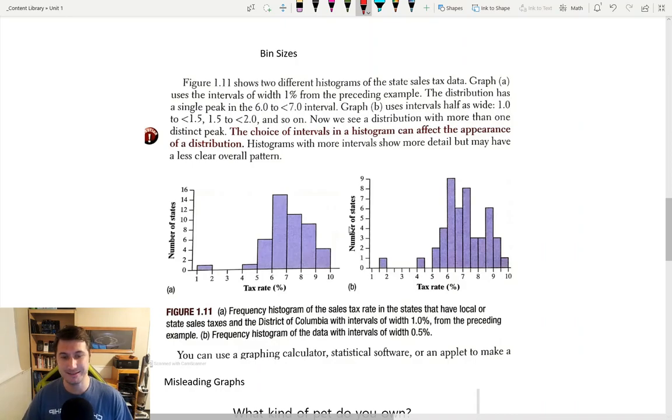So the bin size does matter. There are pros and cons to each one. If you have larger bin sizes, you can see overall trends very well, but you might be missing some specifics. But if you make it too specific, you then miss the general trends that are happening. Okay, so there's pluses and minuses to either one. Oftentimes you'll use technology, and you won't do this by hand, so you can flip between bin sizes relatively quickly. We will do that on the calculator eventually.